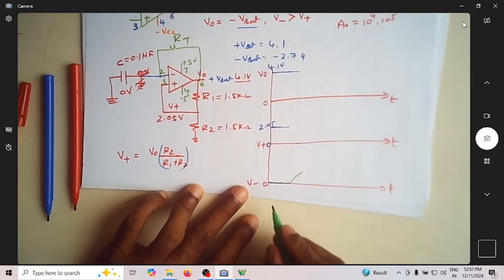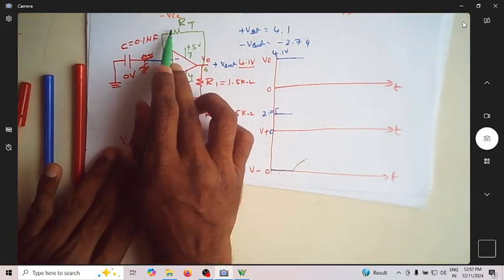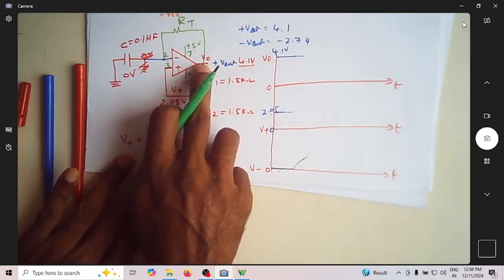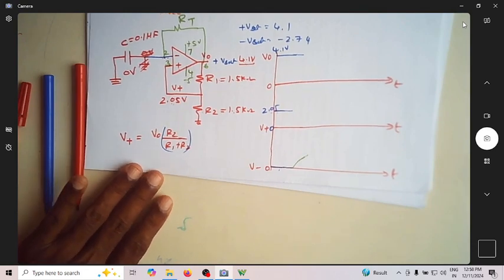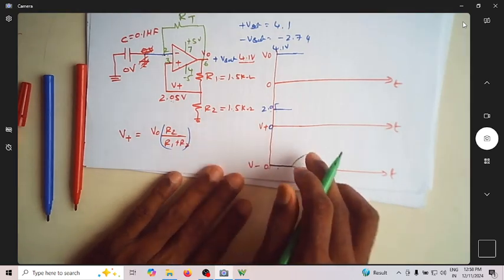This has started charging because it is getting a path to go to 4.1 volt. So from 0 it has started charging towards, okay, what is its destination?